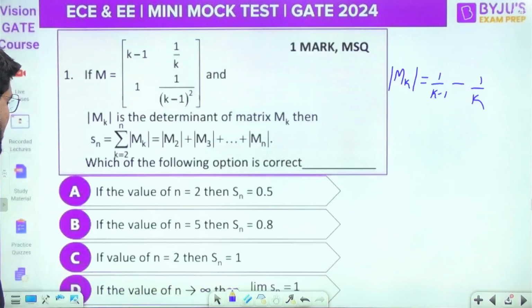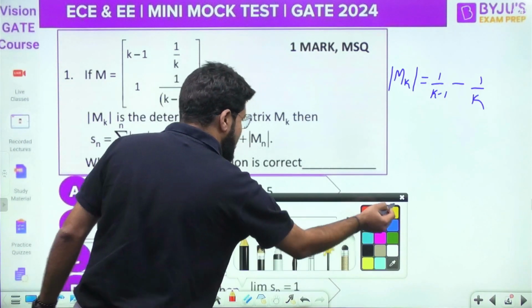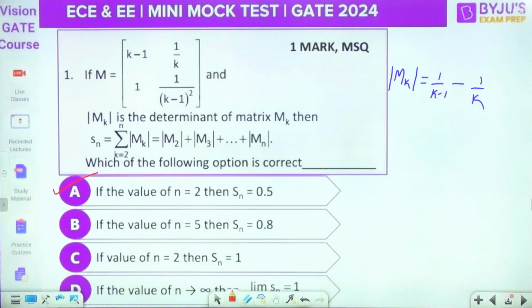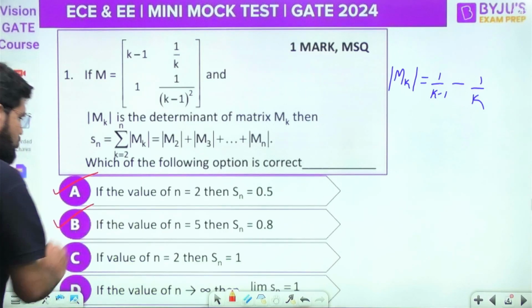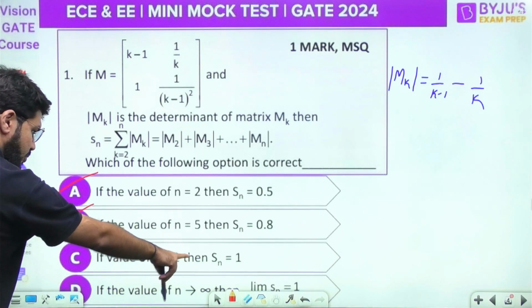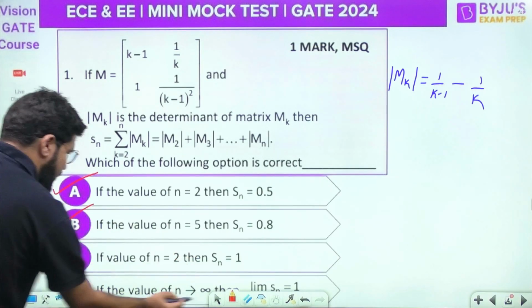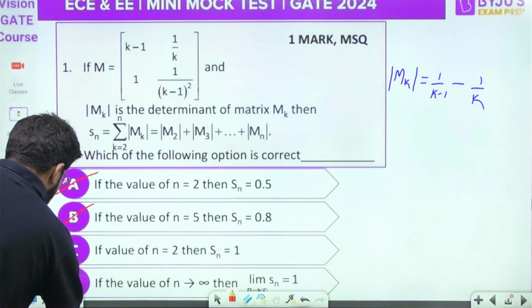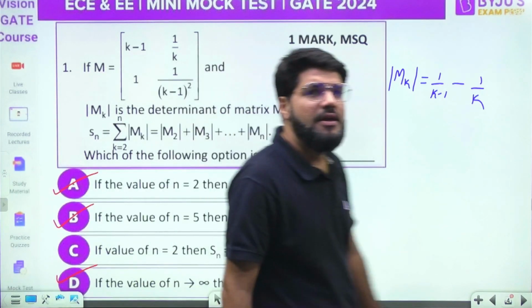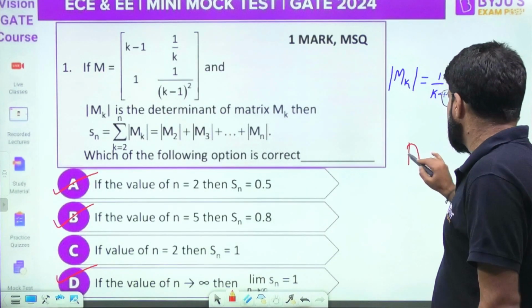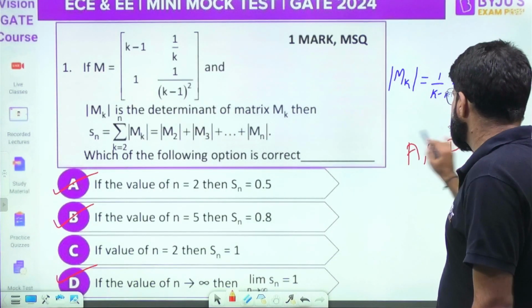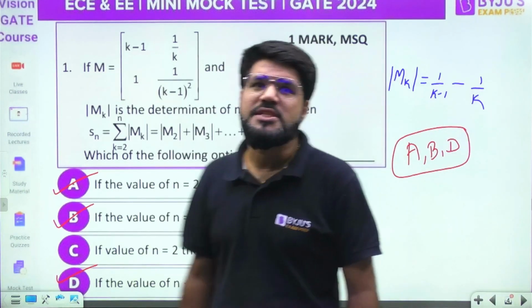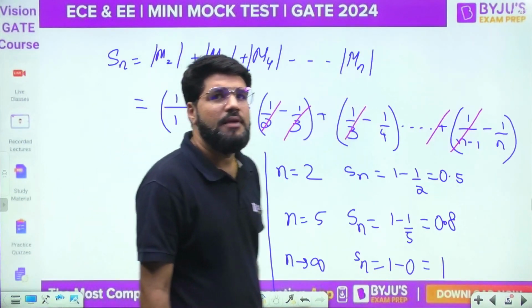So now let us match the options. For n equal to 2, it is 0.5, correct answer. For n equal to 5, it is 0.8, that is also correct. So the n equal to 2 option is wrong, and for n tending to infinity, it is 1. Let us move this up a bit. So for n tending to infinity, it is 1, correct answer. So A, B, D. The correct answer for the multiple select question is A, B, D. This is the first question, 1 mark MSQ. Let us move to the next question.